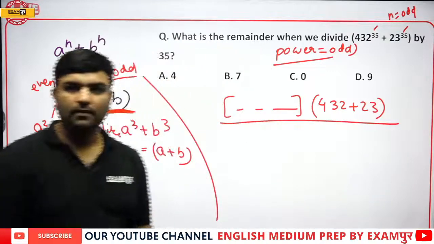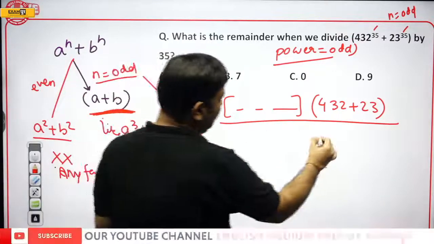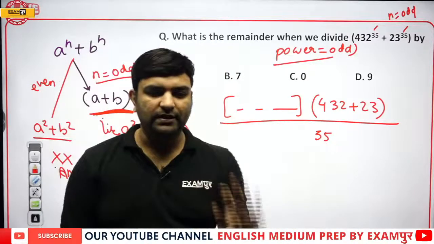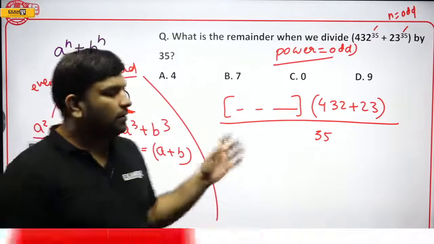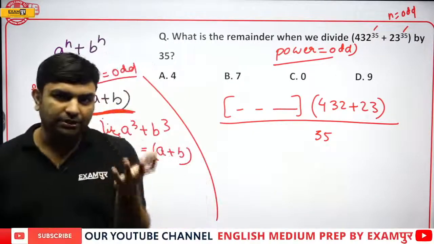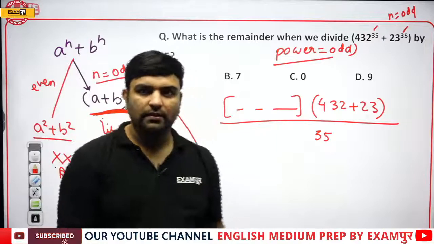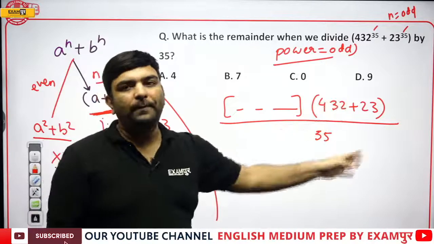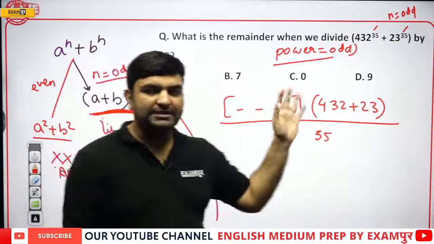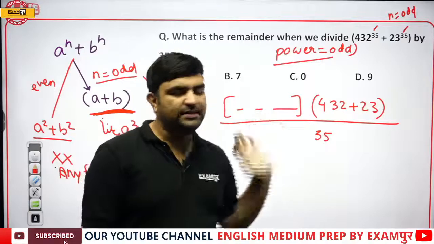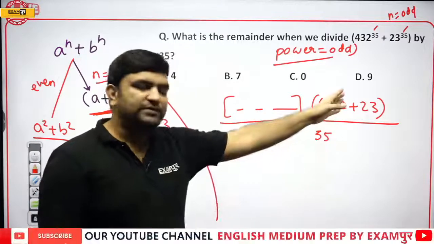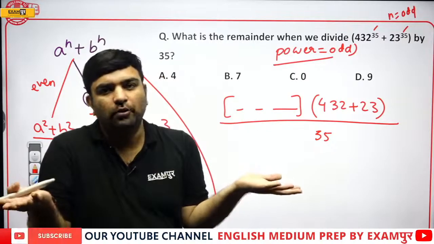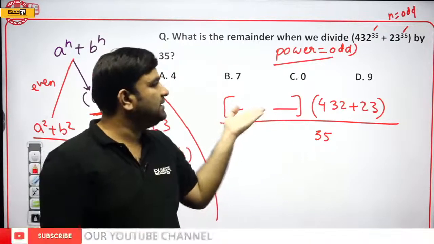Now, divided by 35. Guys, only one possibility is there, that only 0 can be the answer, otherwise no answer. Why? Because if it would not be divisible, let's take a condition where this would not be divisible, then this will also give some remainder and this will also give some remainder. How would you get to know, guys, what is the remainder? Because this we cannot write down.